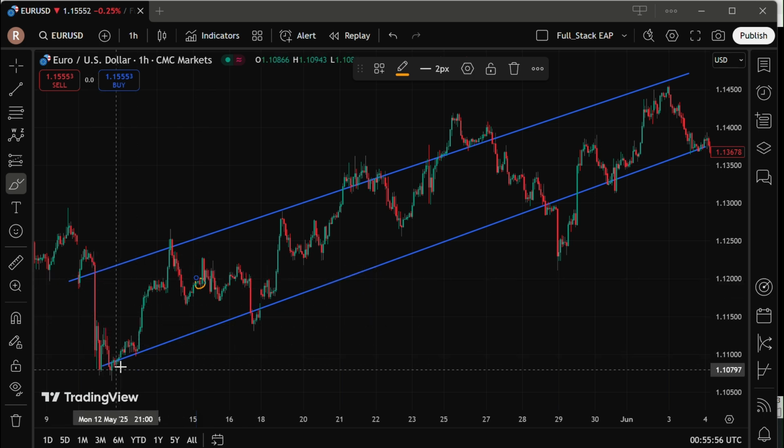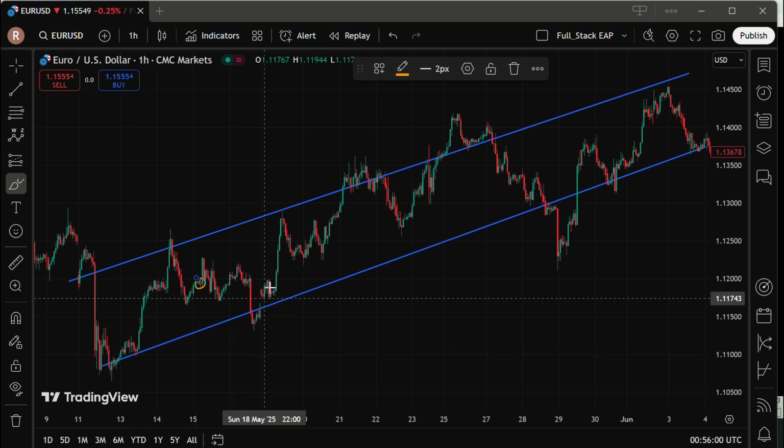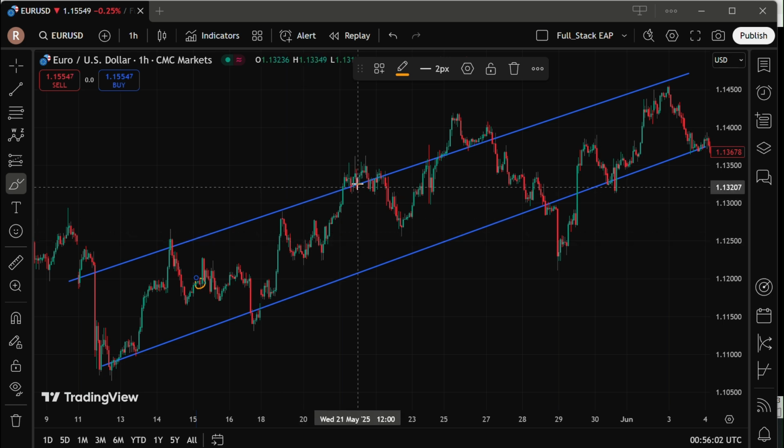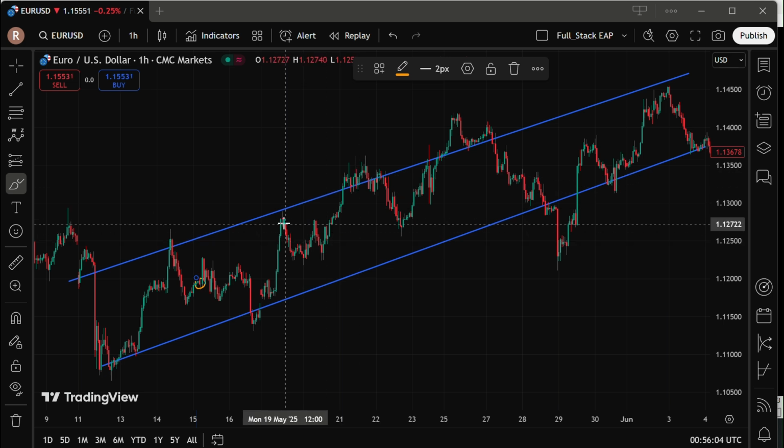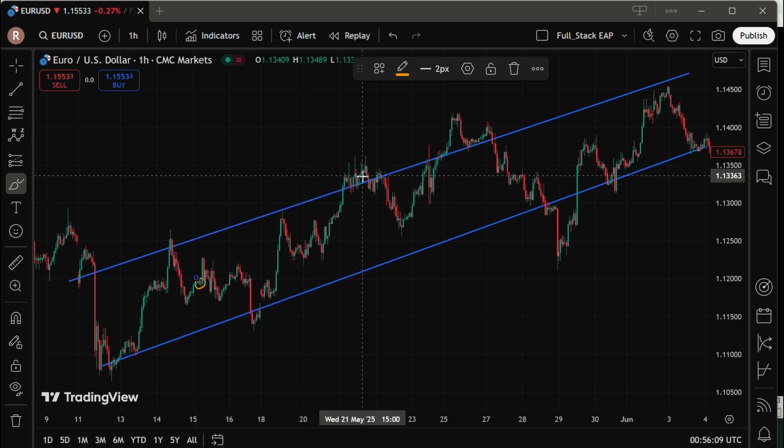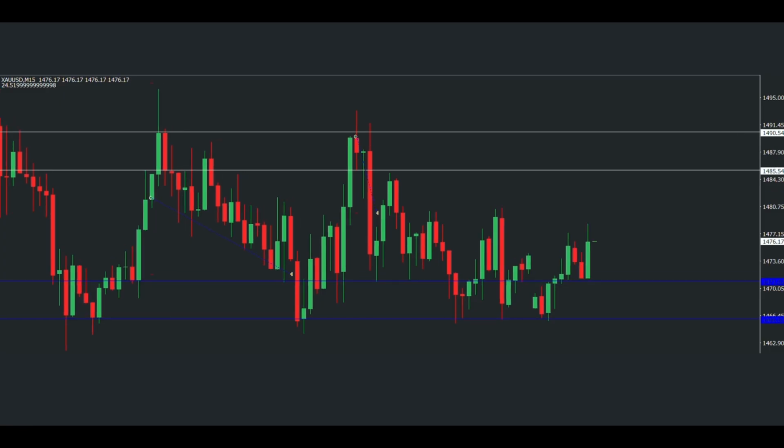Into the second part of market structure. This is not everything. So trust me, in the next video, I'm going to show you everything you need to know about market structure.